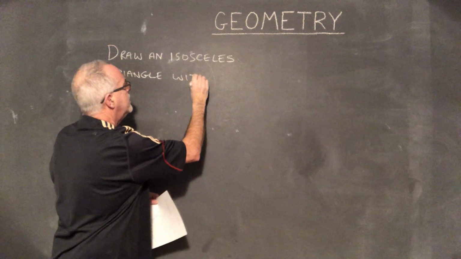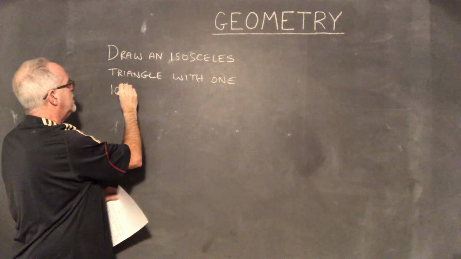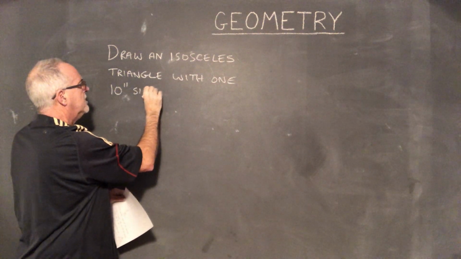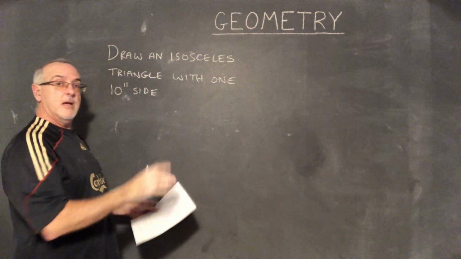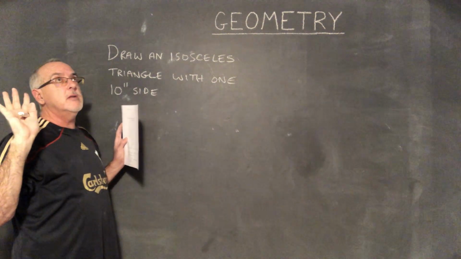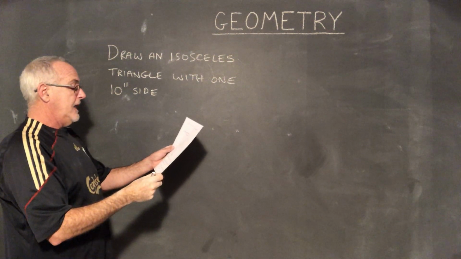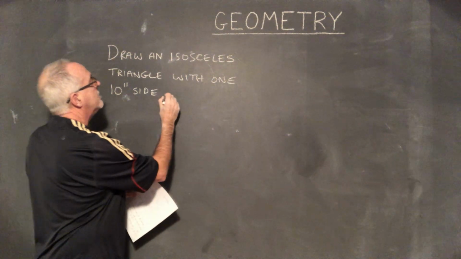With one 10-inch side. It didn't say it's the only 10-inch side. One 10-inch side. So we have three sides in a triangle. We know one of them has to be 10 inches to do this one correctly. And an apex angle of 38 degrees.